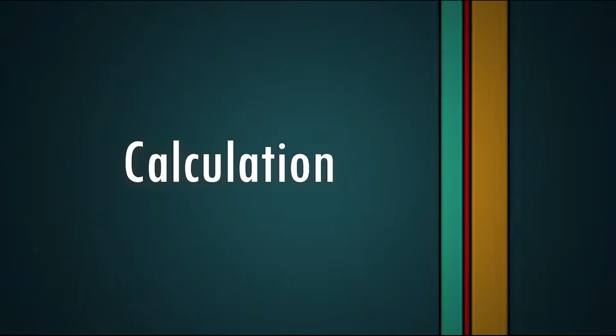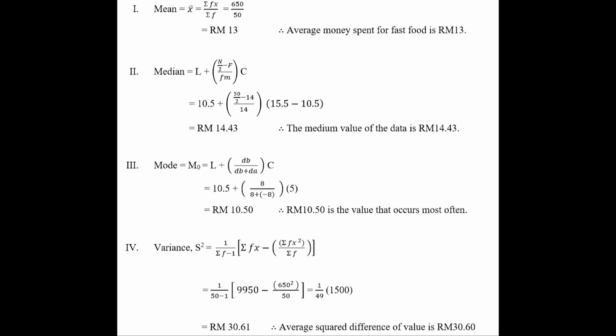In the next part, I will explain how to calculate mean, median, mode, variance and standard deviation. To calculate the mean, we can use the formula sigma fx over sigma f. Sigma fx is 650, sigma f is 50. So we divide them and we get the answer RM13.